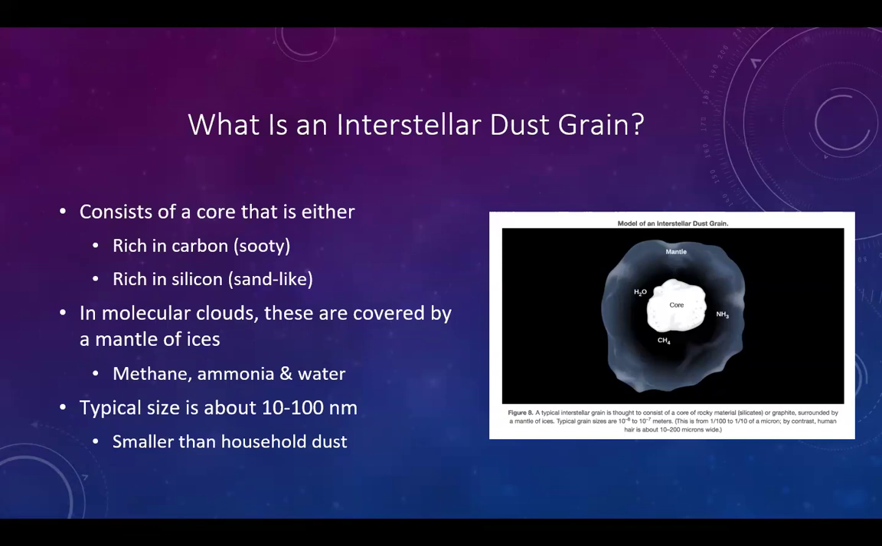And the typical size is about 10 to 100 nanometers, which is tiny. This is much smaller than household dust. 10 to 100 nanometers is only a few thousand atoms across. So atoms are on the scale of about a tenth of a nanometer.